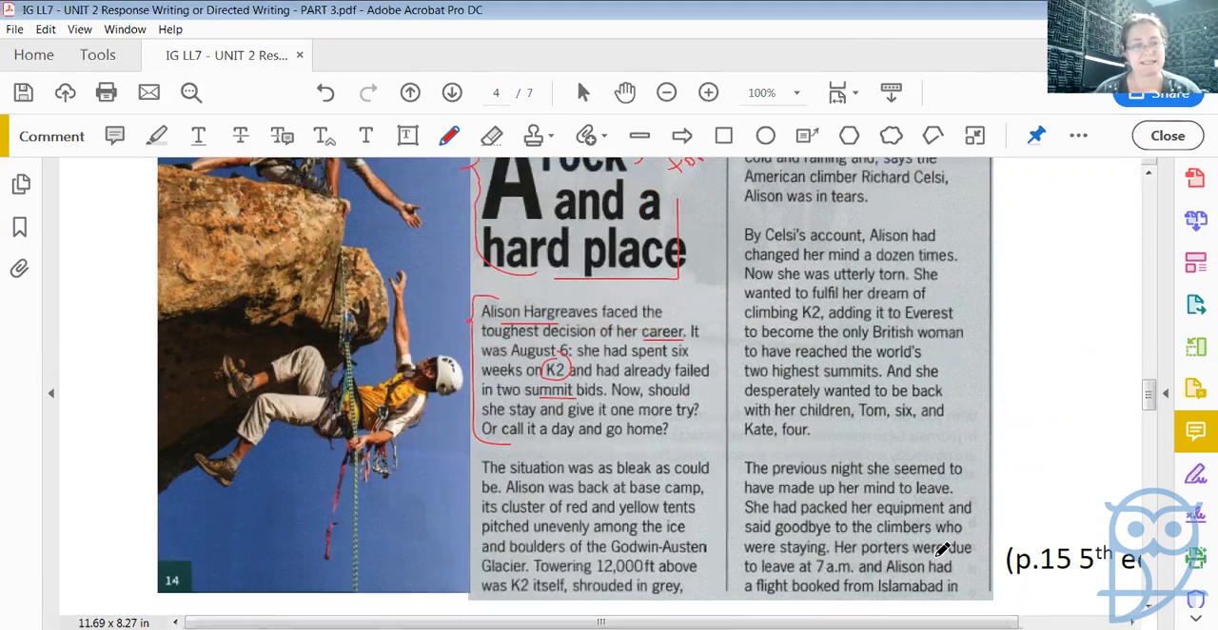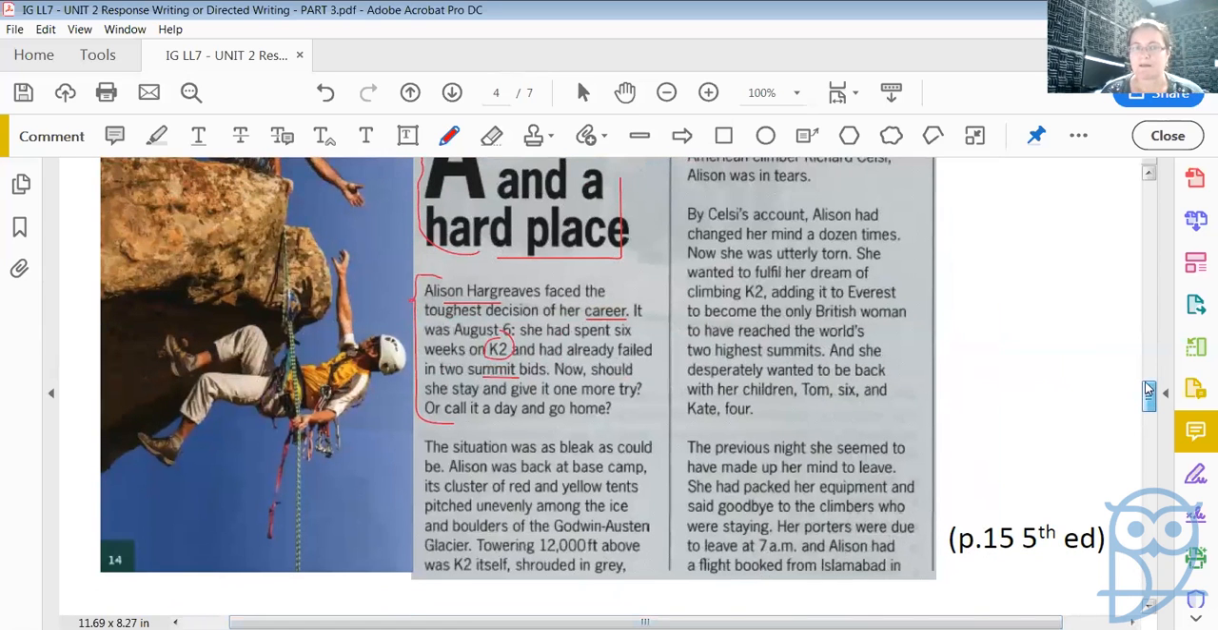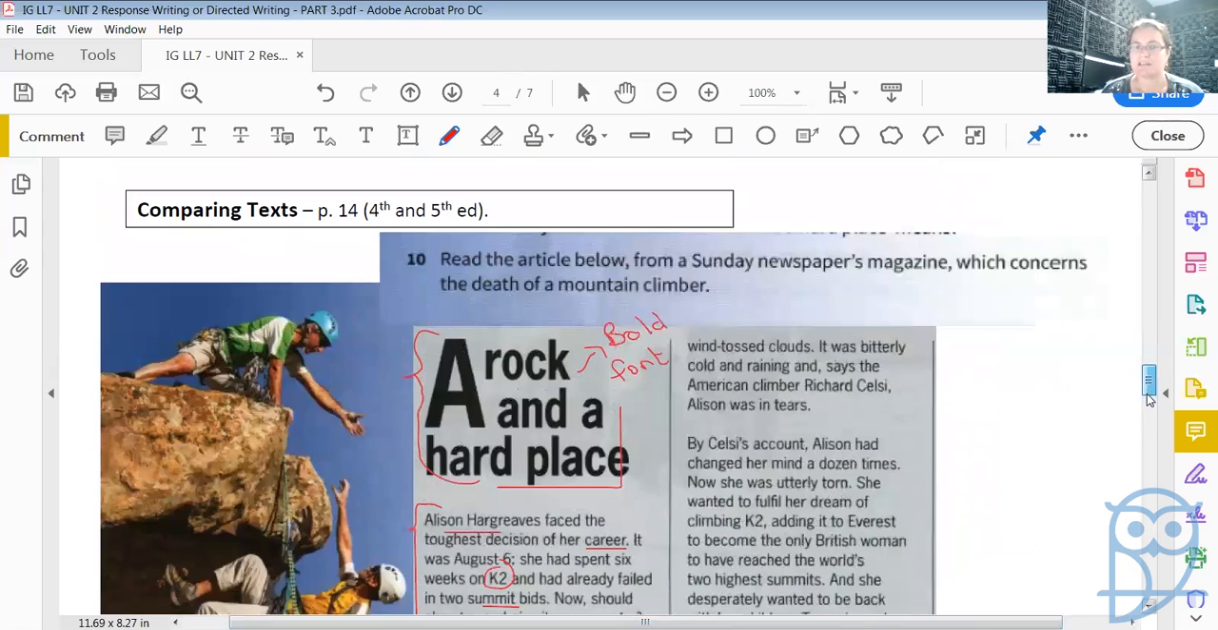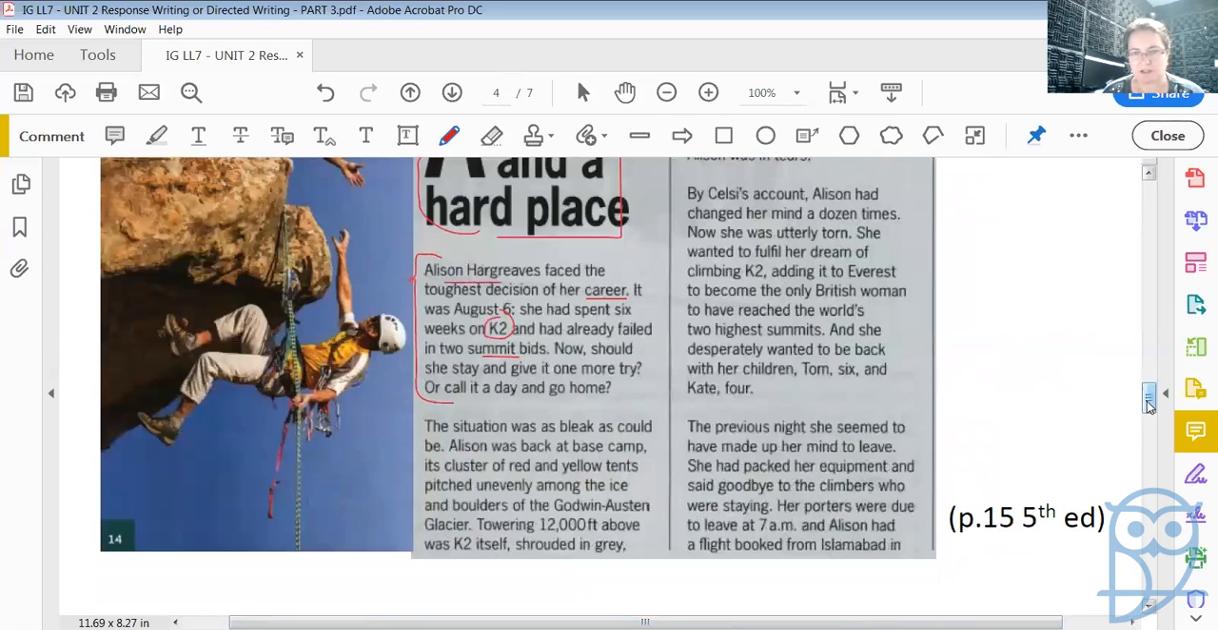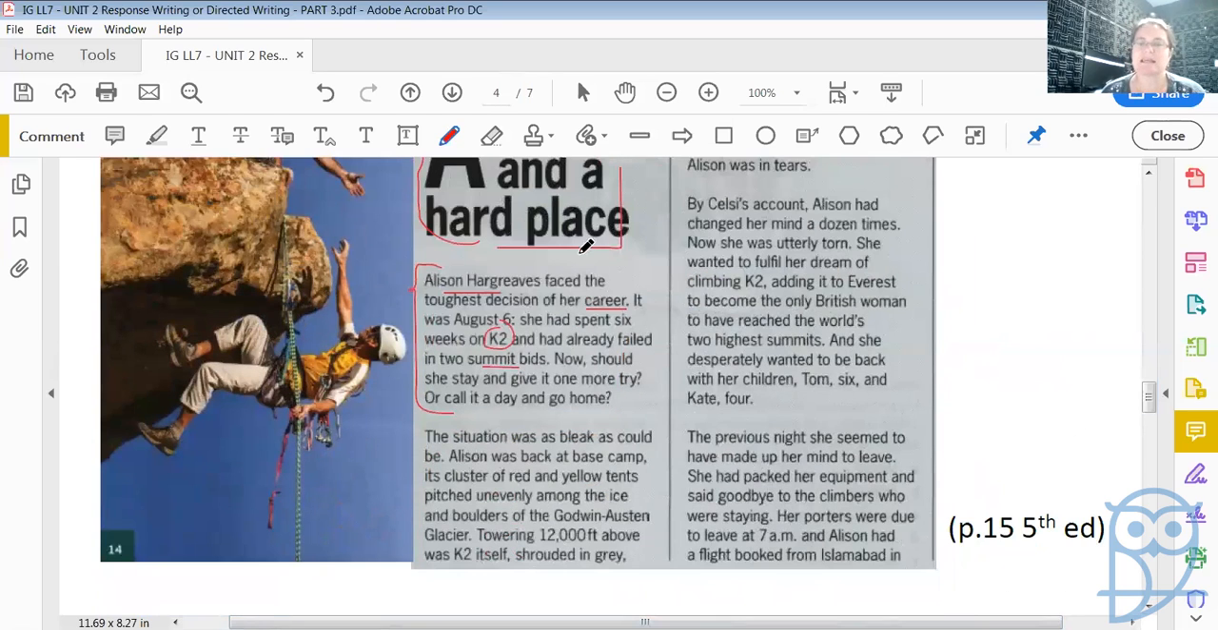Let's just say that it all ends in a tragedy, okay? Unfortunately for Alison. But, okay, so page 15 on the 5th edition is where this would carry on to. This is what a magazine article looks like. Look, it is in short, sharp paragraphs. It's in columns. It has that heading, and at the end of it, you would have probably the author's name.